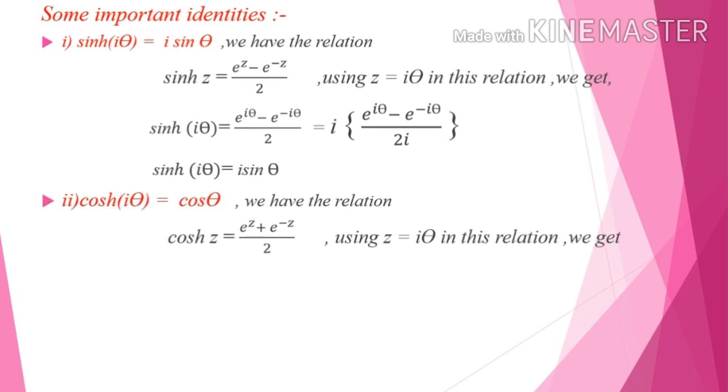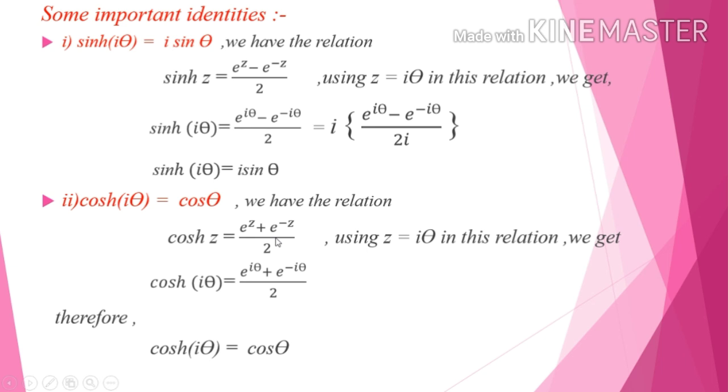Okay, next identity, cos hyperbolic i theta equals cos of theta. We have the relation, friends, cosh z equals e raised to z plus e raised to minus z divided by 2. Same as the previous identity, we have to just replace z equals i theta in this relation. Then we get cosh i theta equals e raised to i theta plus e raised to minus i theta divided by 2. Therefore, we can write it as cosh i theta is equal to cos of theta.